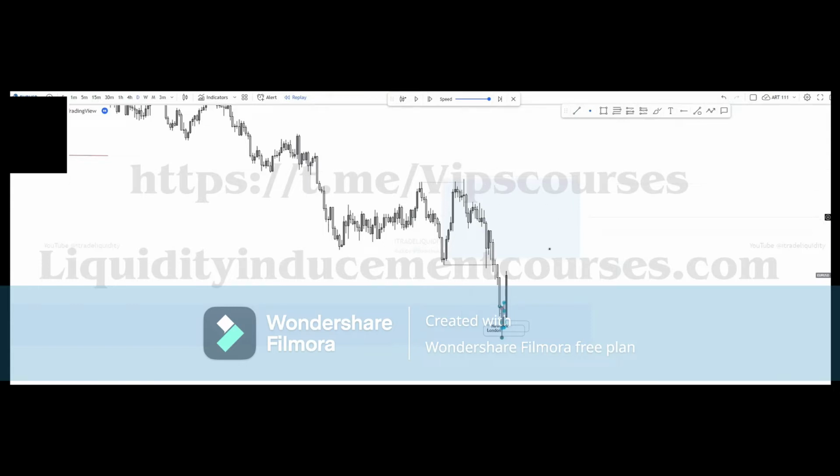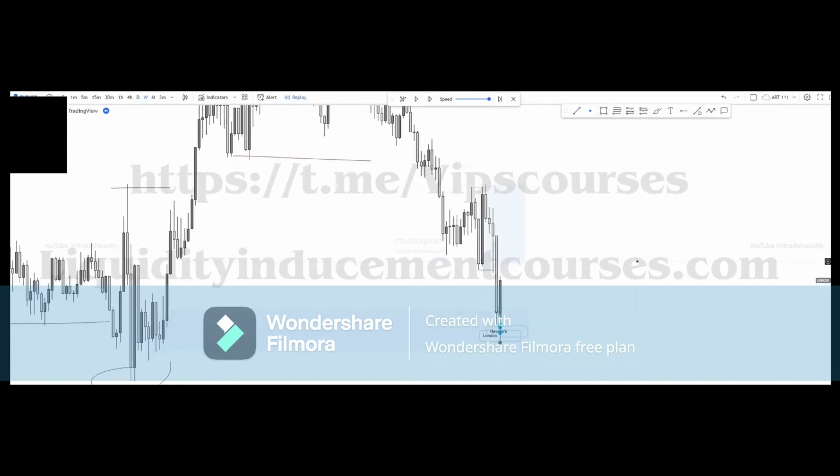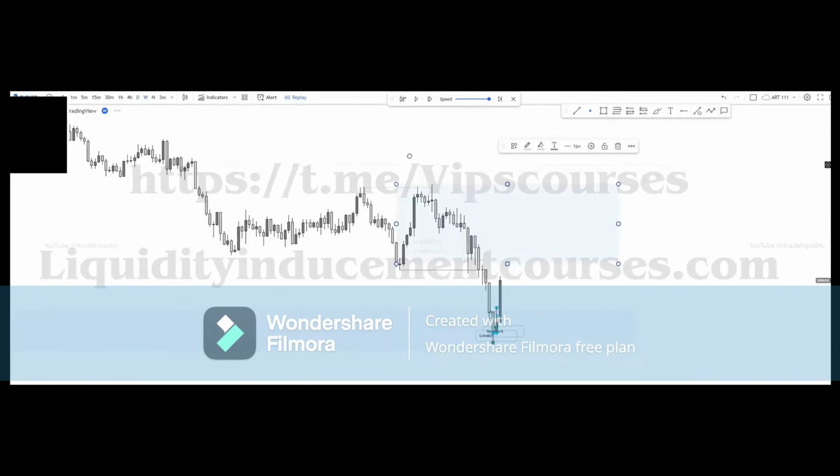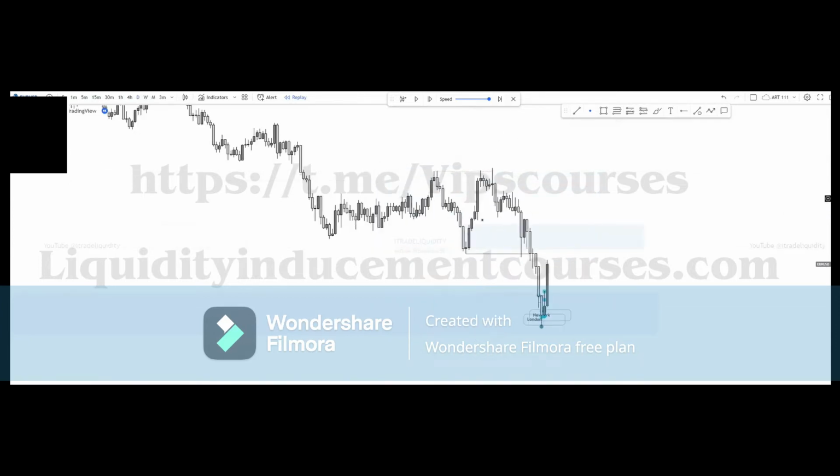Now this big zone right here is actually the weekly order block. It's a big block, a big zone, right? But this is the POI right here. When we go to the daily, we're able to refine this down to the what? To the breaker right here. That's the breaker. This is a point that took out liquidity.